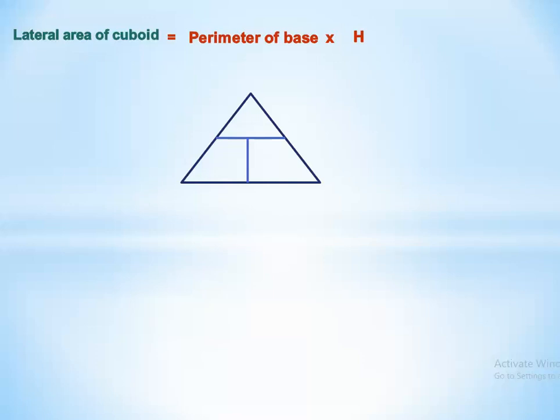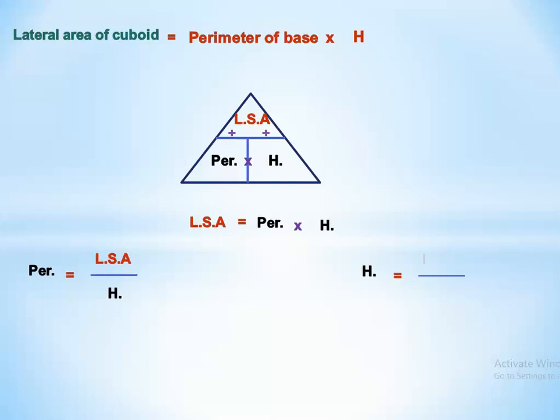Let's draw the magic triangle. LSA, perimeter by height. If we want to calculate lateral, we will hide lateral, so it will be perimeter by height. If I want to calculate perimeter, it will be lateral over height. If we want to calculate height, it will be lateral over perimeter.